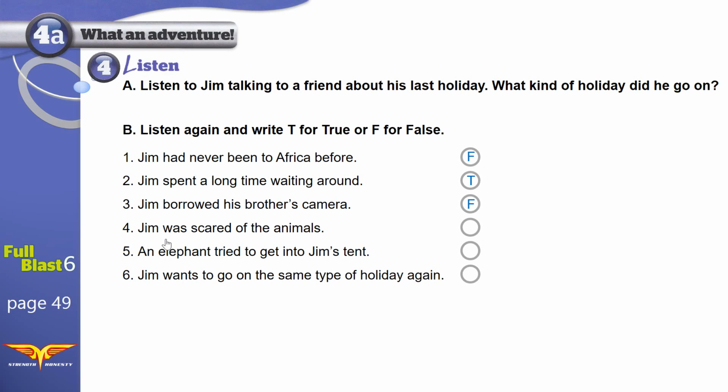4. Jim was scared of the animals. No. Even though an elephant tried to get inside somebody's tent, he was relaxed. 5. An elephant tried to get into Jim's tent. No, into somebody else's tent. 6. Jim wants to go on the same type of holiday again. Yes, he loved it and he wants to go again next year.